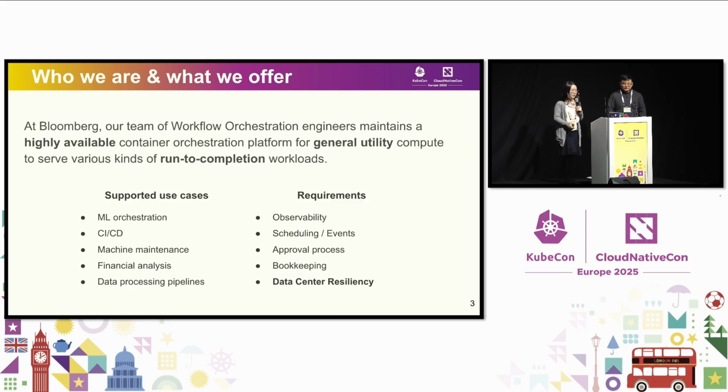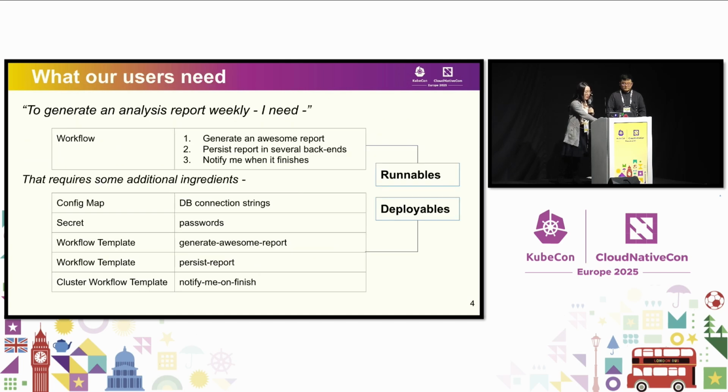Yeah, so in Bloomberg, we value data center resiliency seriously. So what does that mean? That means if one data center goes down, our platform should still be seamlessly working for our users, because everything should be highly available by what's available on the other side of the system, another healthy data center.